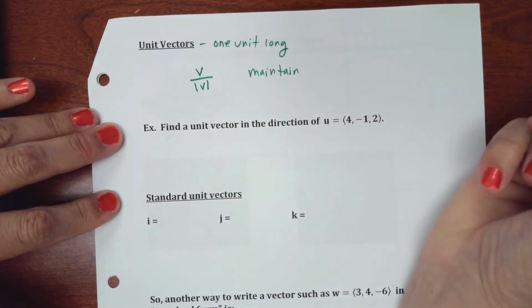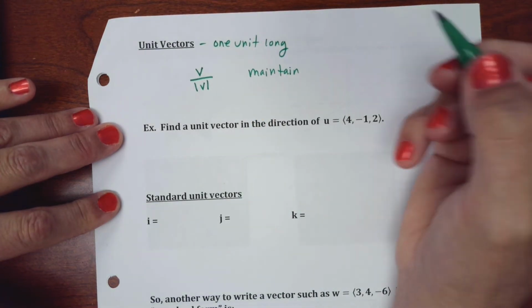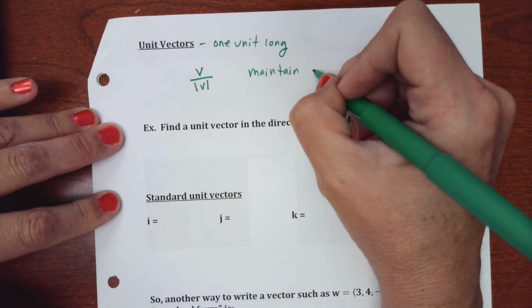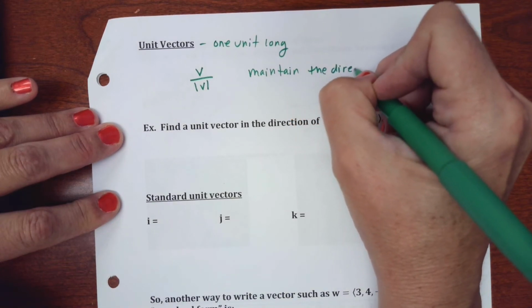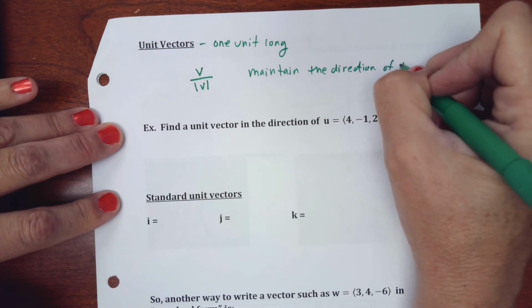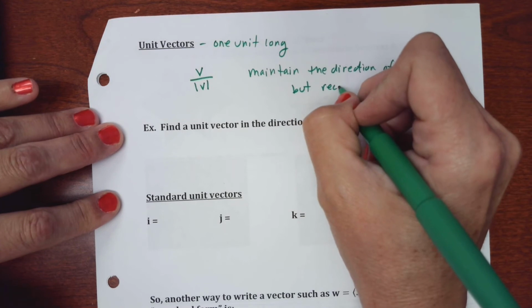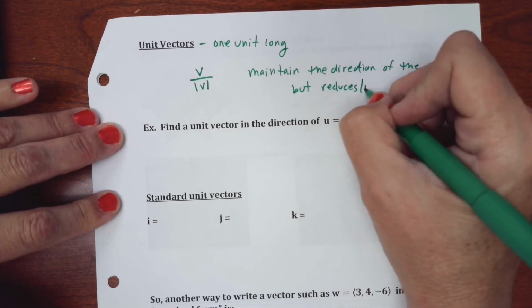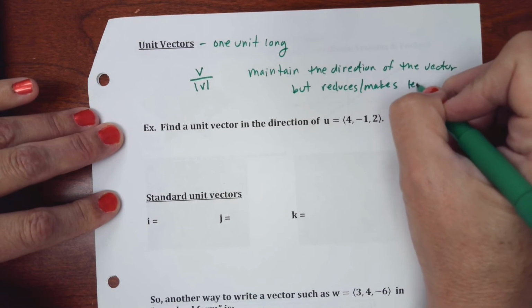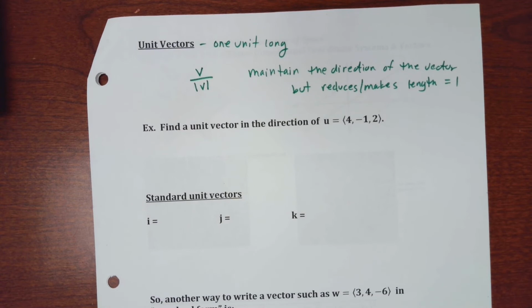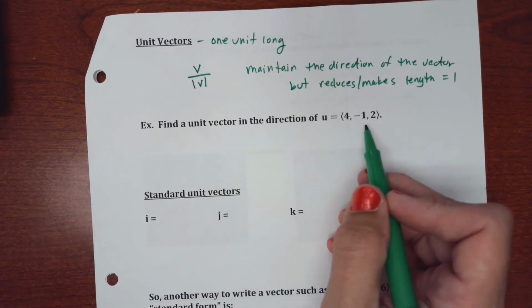Maintain. Ooh, is that how you spell maintain? I feel like there's no I right there. All right, sorry. Anyway, maintain the direction of the vector, but reduces or makes the length equal 1. All right, makes the magnitude 1. All right, and so that's nice because then your vector doesn't have like a strength to it, it just has direction in a way.